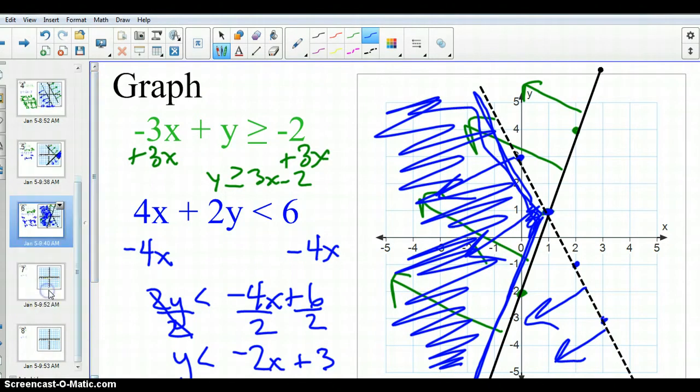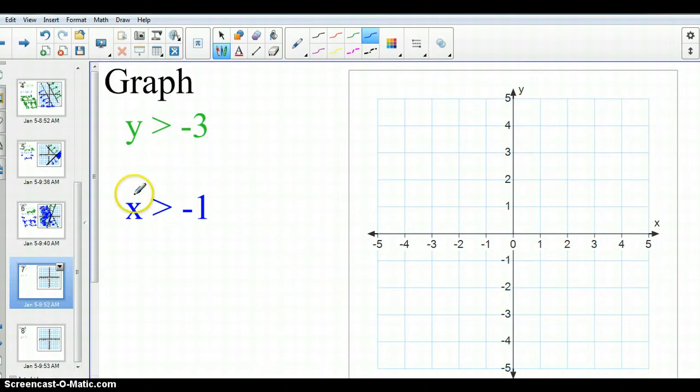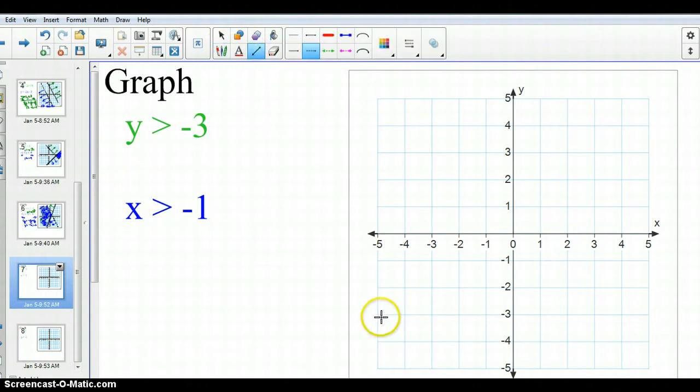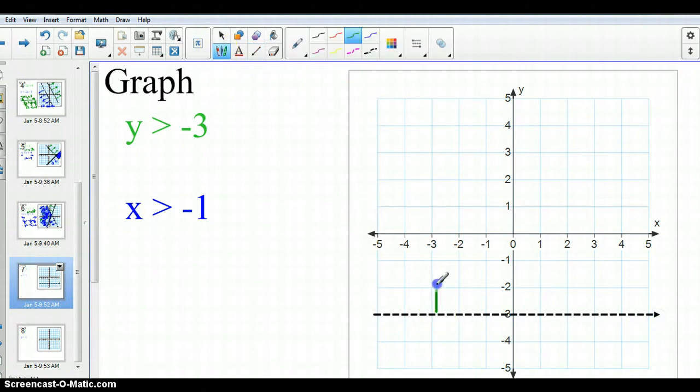Okay, we have 2 more quick ones. Y is greater than negative 3. This will be a horizontal line at negative 3. Okay? Because when it's a y, it's going to be horizontal. And it's dashed. And where the number is greater than it, above.